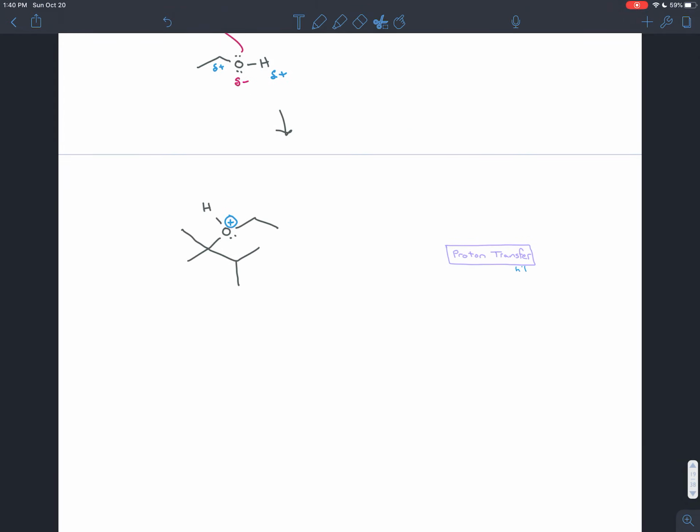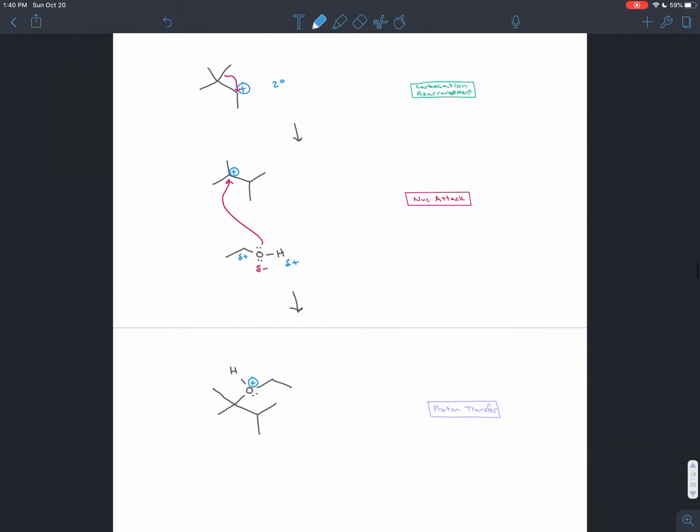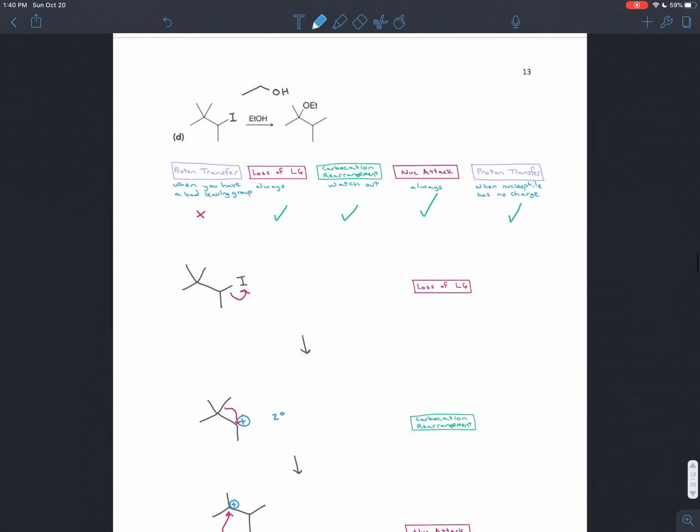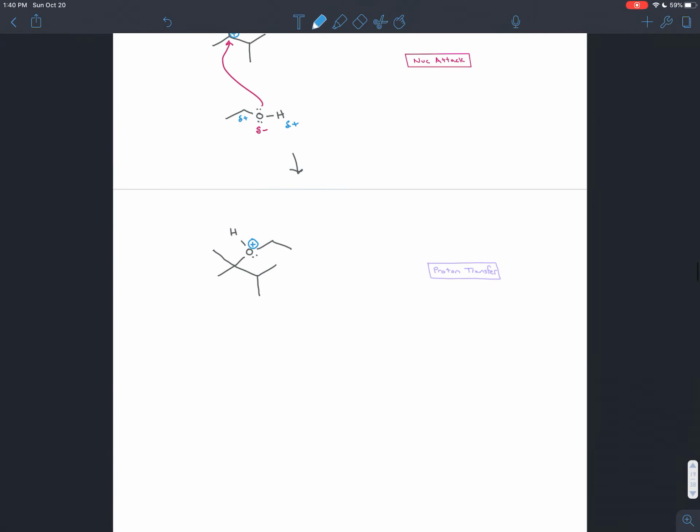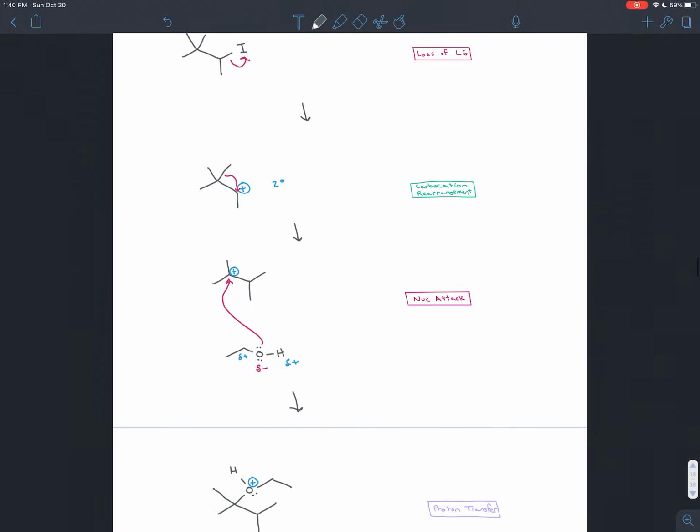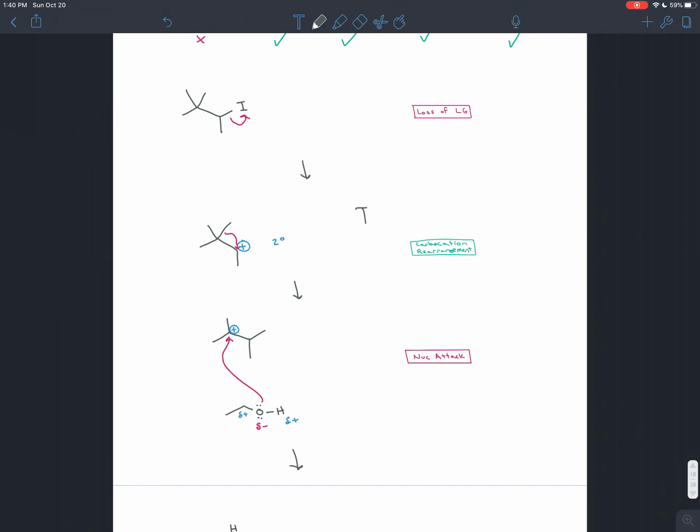So we'll have our proton transfer. And so we just need some sort of a base, and they don't give us too much here. We have the iodine. We could maybe use another ethanol molecule. Let's say we use the iodine.